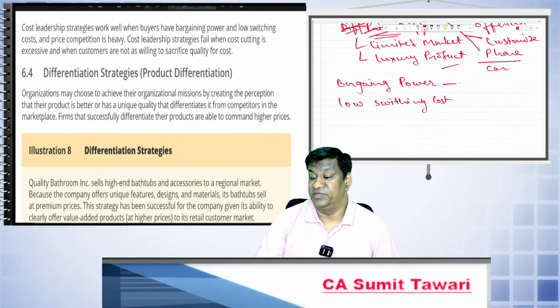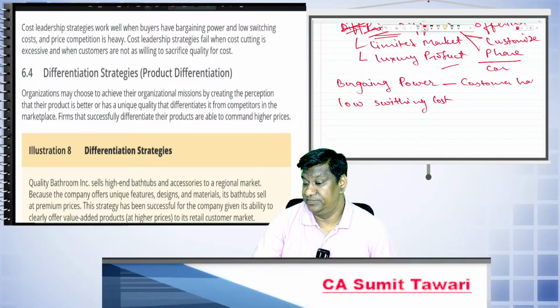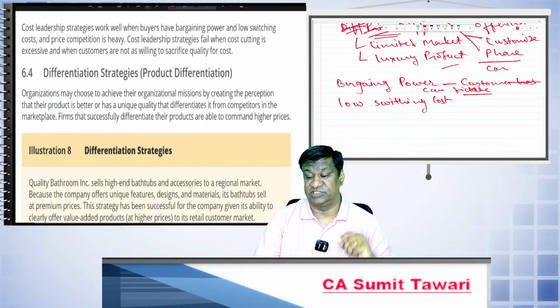See, if the customer has the bargaining power, that means you cannot charge the premium. The customer can dictate the prices. So if you cannot charge the premium, to sustain the competition, you need to produce your product at a low cost so that you can supply at lower prices.